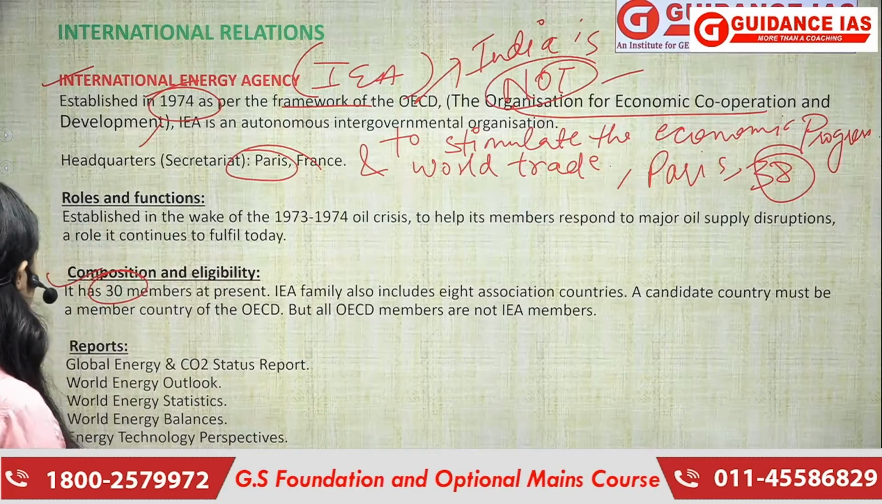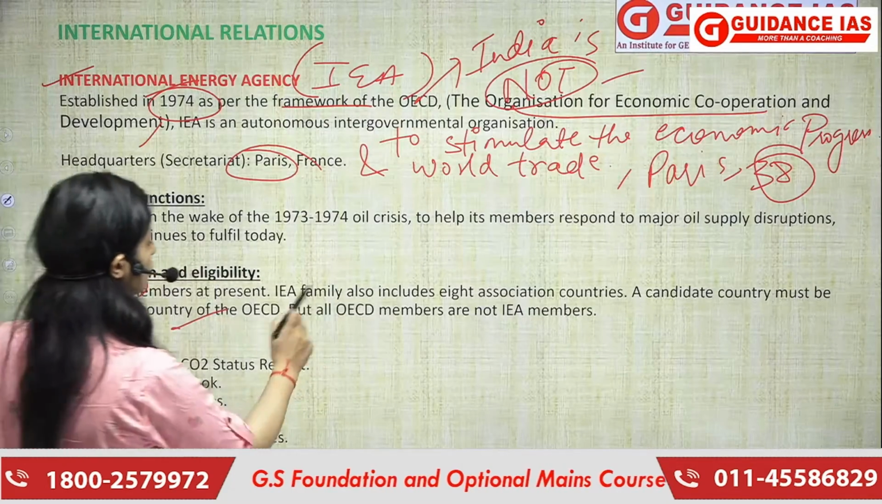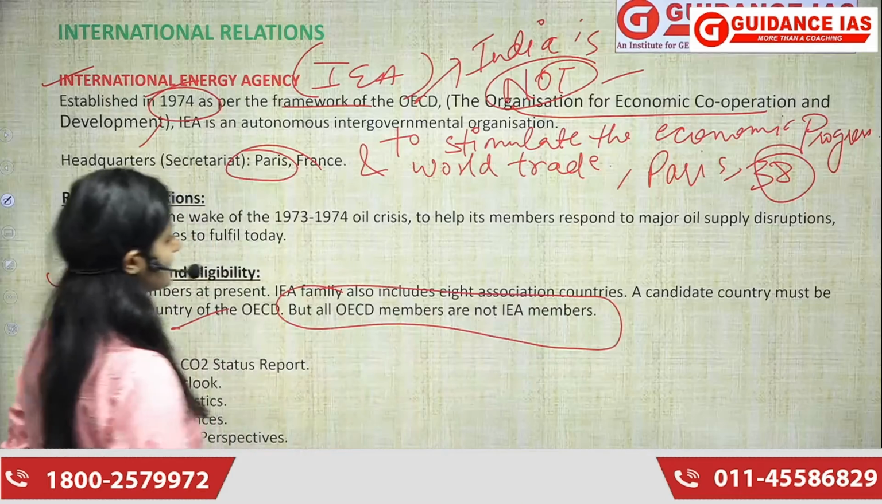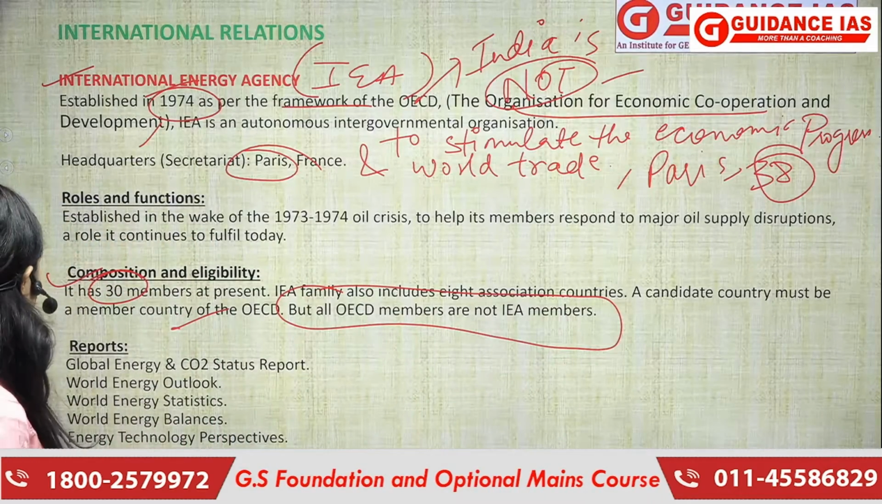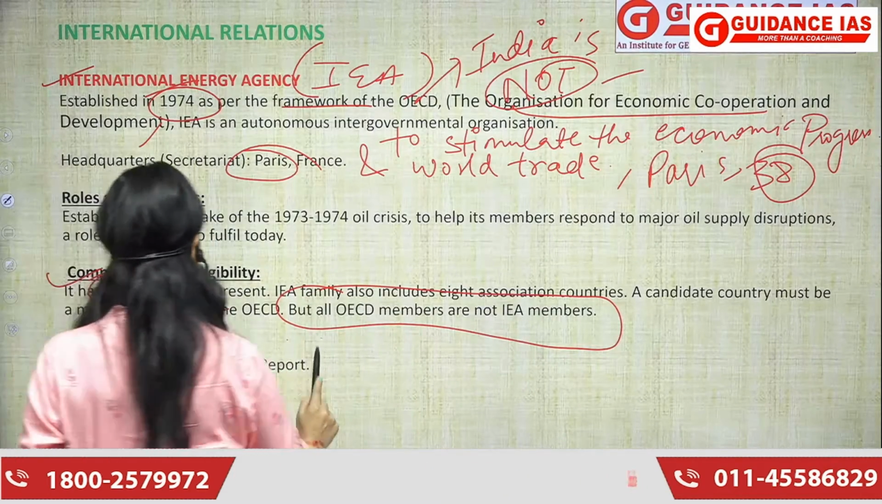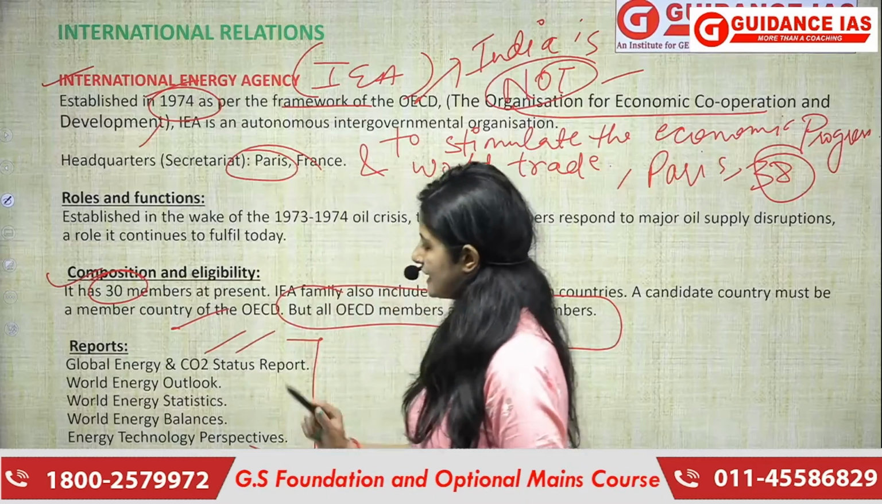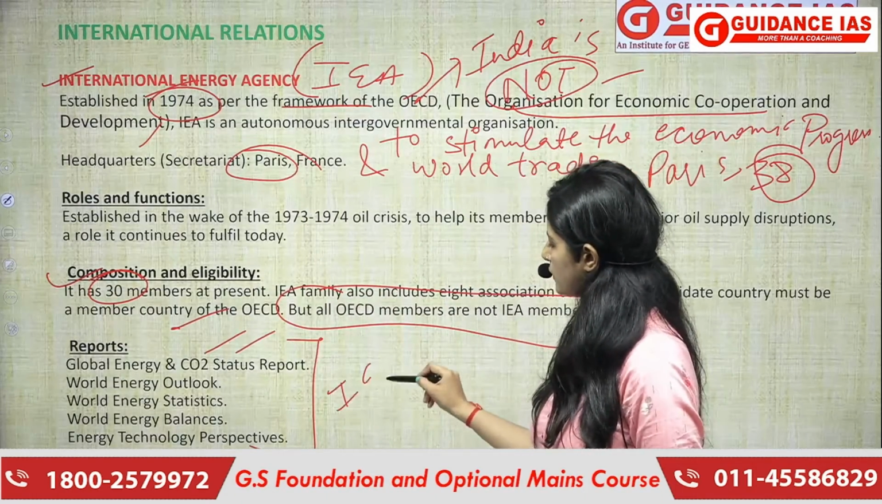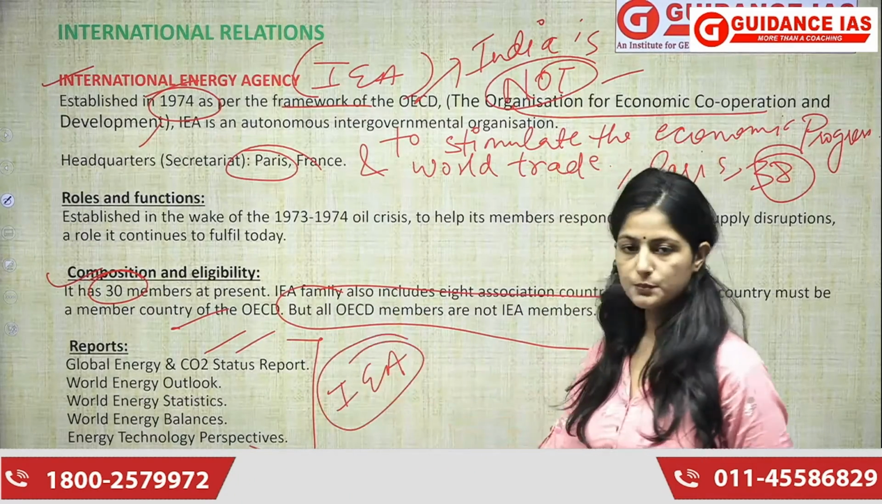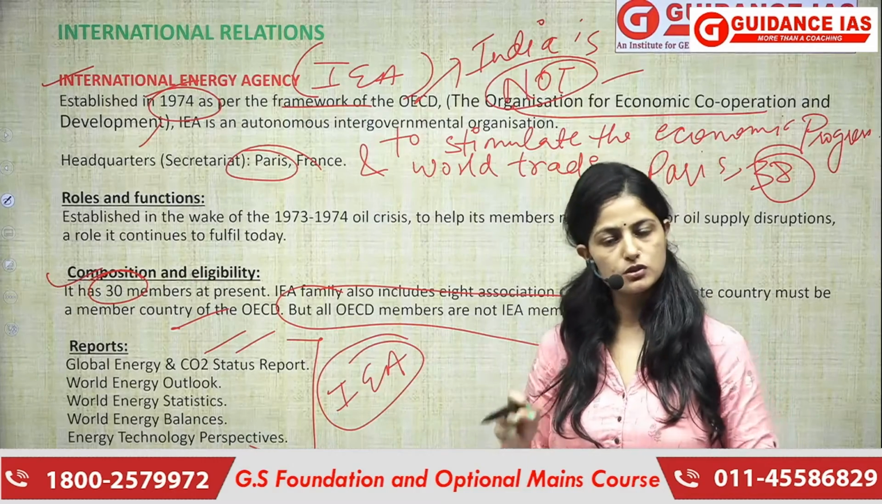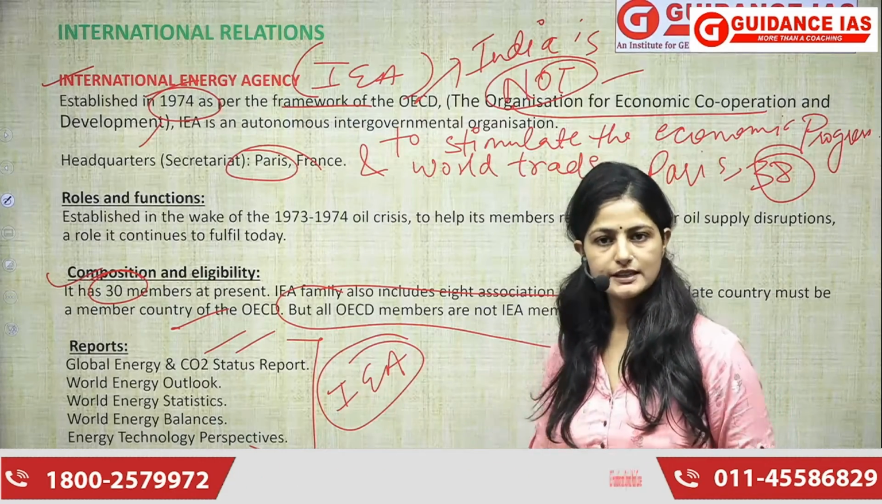Okay, and this is mandatory, but all OECD members are not IEA members. This also you have to remember. These are certain reports which IEA publishes. Okay, so this also you have to remember. Very important for a prelims examination. They directly ask you who publishes or who releases the reports.